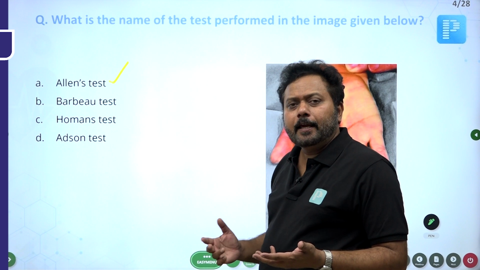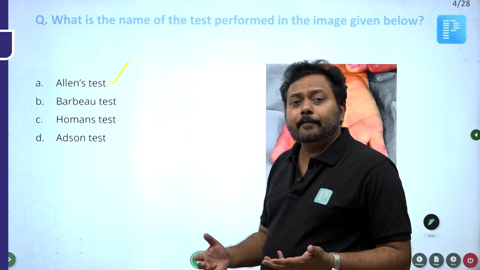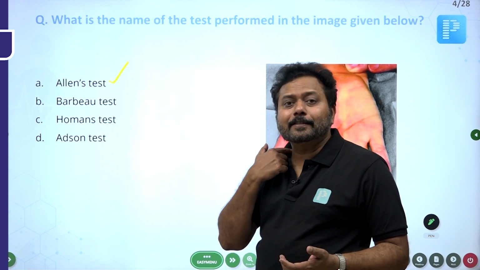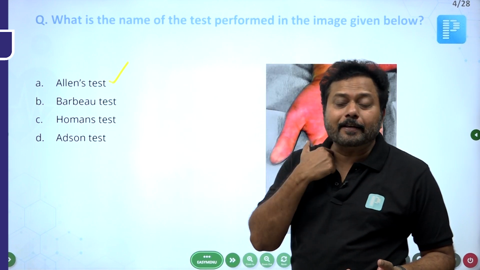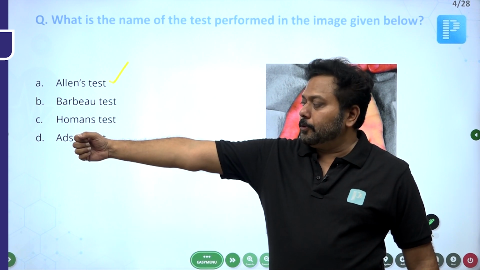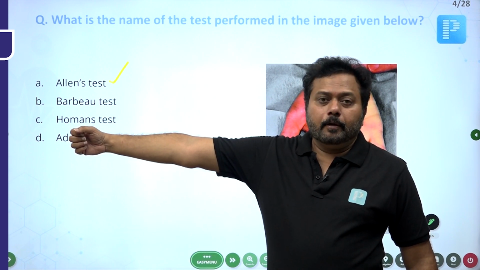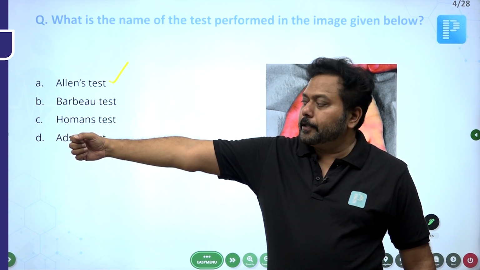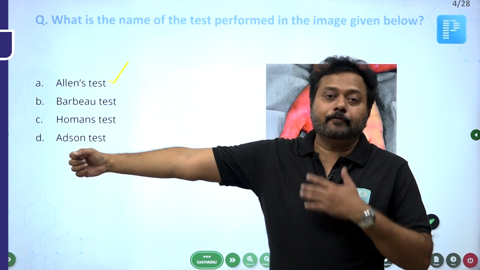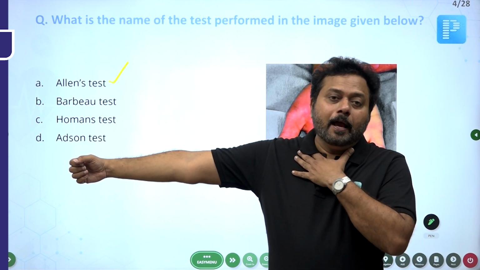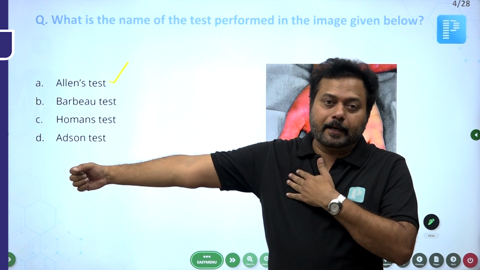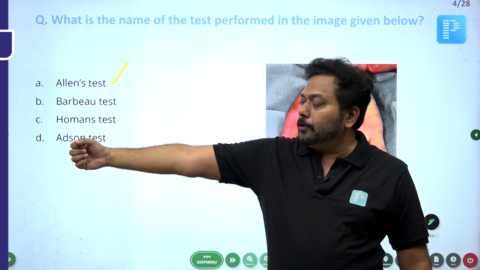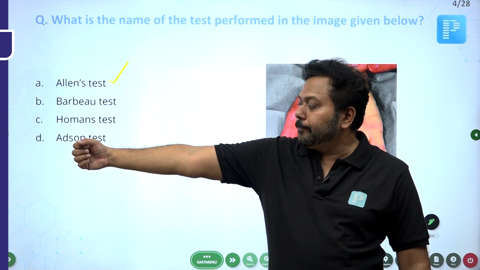Adson's test, again, is a test to find out if there is any thoracic outlet obstruction. For example, if the patient is having a cervical rib, ask the patient to abduct the upper limb to this level, 90 degrees, right? Ask the patient to turn his head to the same side. For example, I am suspecting a cervical rib and a thoracic outlet obstruction on the right side. I'll abduct the upper limb to 90 degrees like this. Ask the patient to turn the head to the same side.